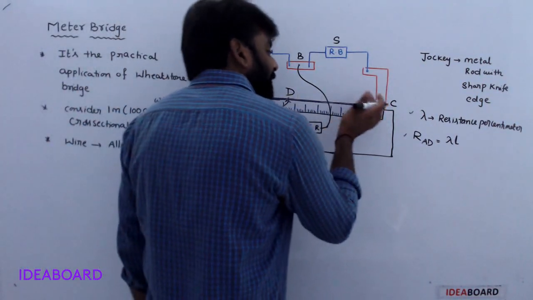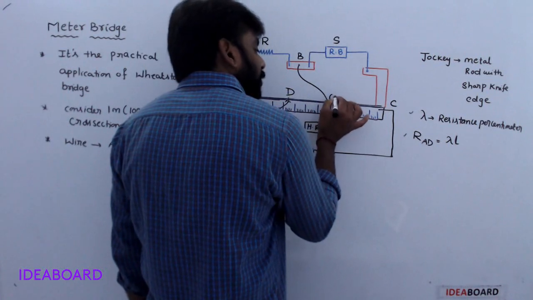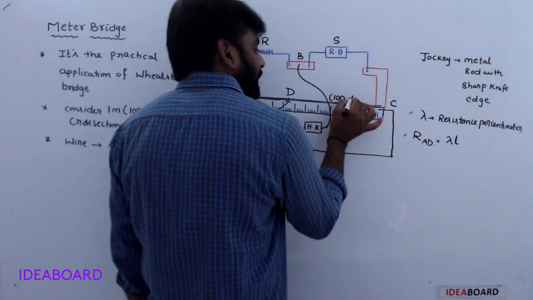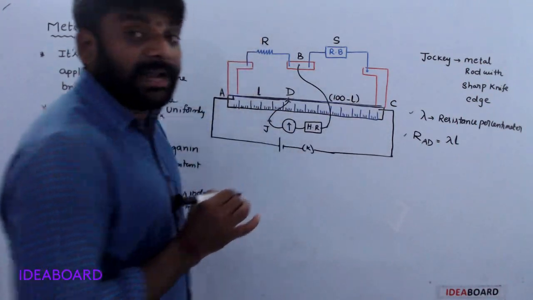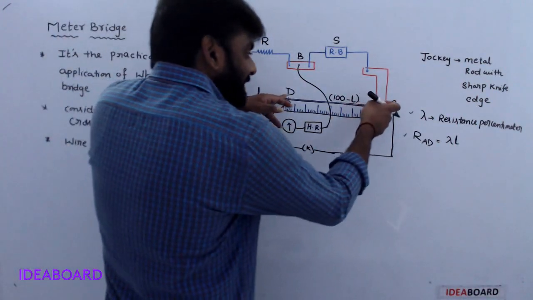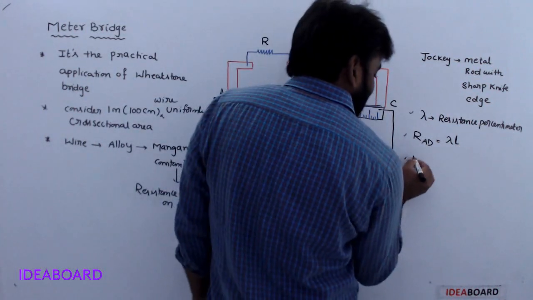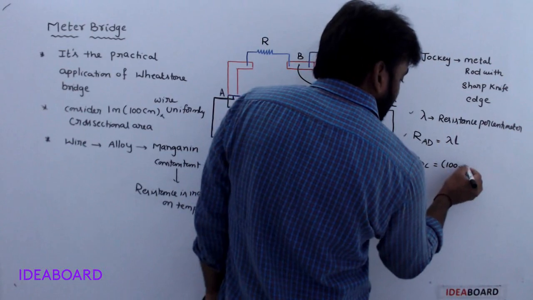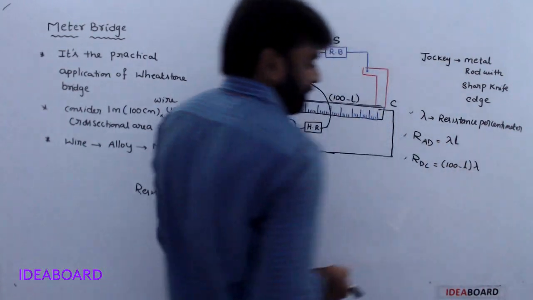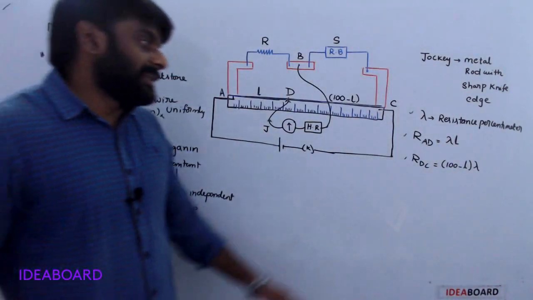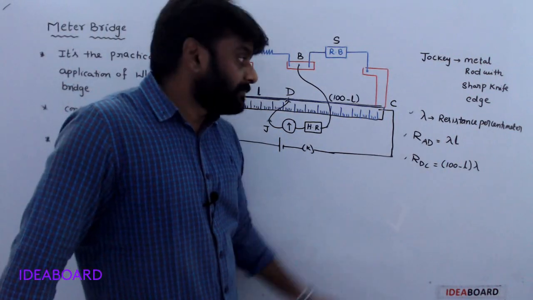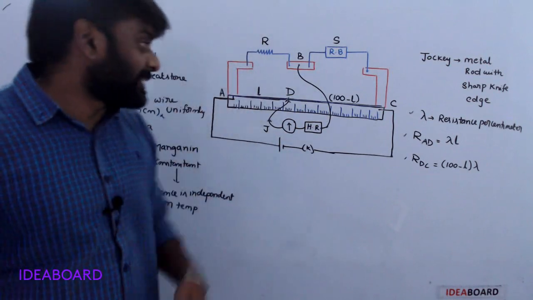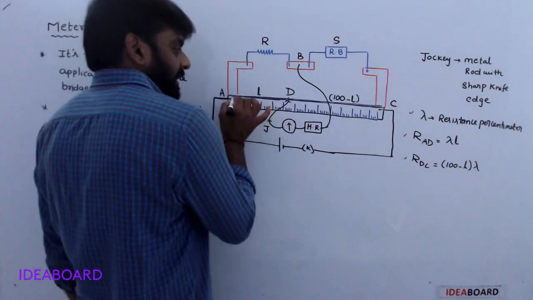What about the remaining length? The total length is 100 centimeters. Up to here is L. The remaining length is 100 minus L. In this DC, the resistance in DC is equal to (100 minus L) into lambda. Here, what is lambda? Resistance per centimeter. Understood? Okay.